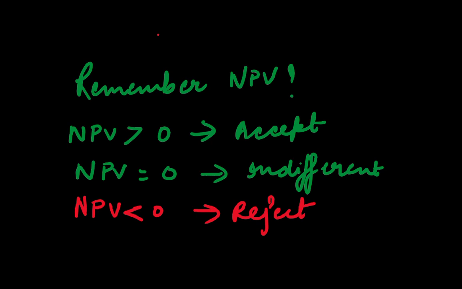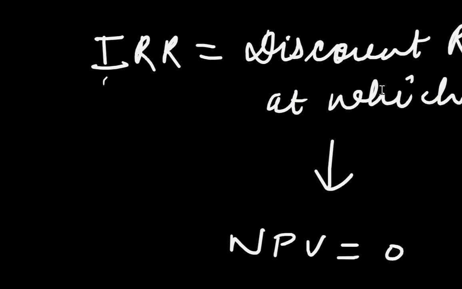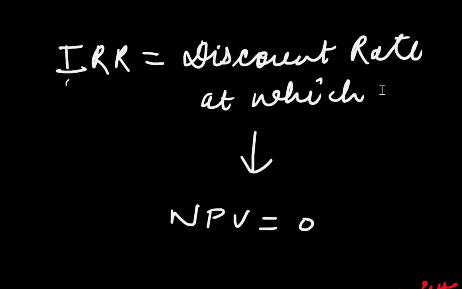So NPV tells us how much value a project creates. Suppose a manager asks, this project is good, but what percentage return will it generate? NPV cannot answer that question. For that, we use IRR, that is internal rate of return method. Now let's understand the meaning of IRR. Please write down this particular definition. IRR basically is the discount rate at which NPV of the project becomes zero.